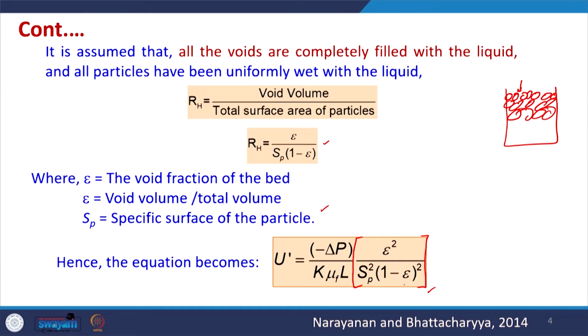We tried to find out the porosity. So, we understood already that if we replace this R_H in the previous equation with respect to superficial velocity, this will be the equation that we will be getting. We can see here that only the R_H term has been added. Okay, so this is there.